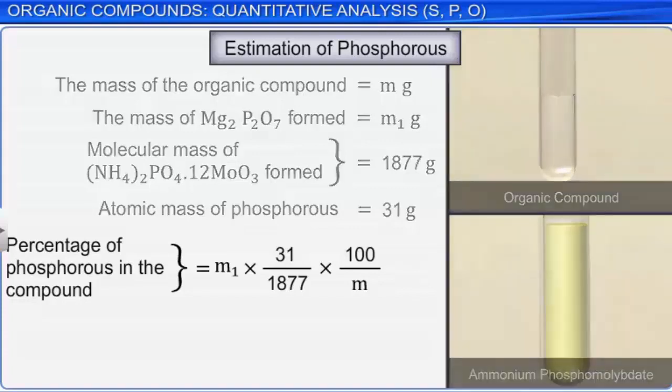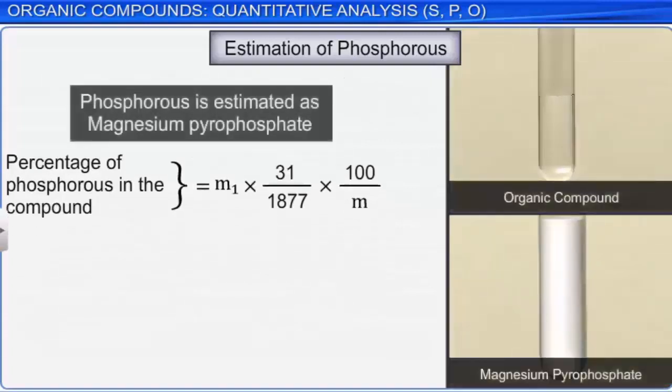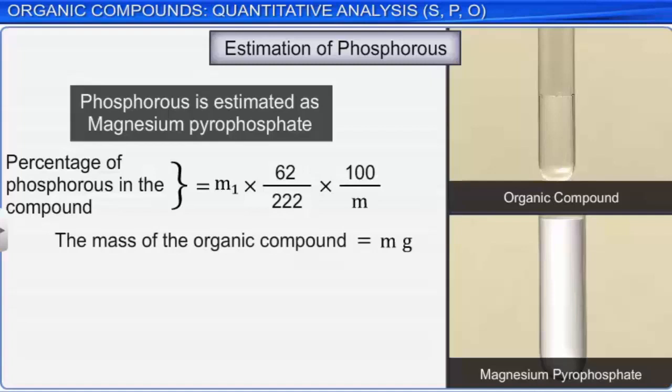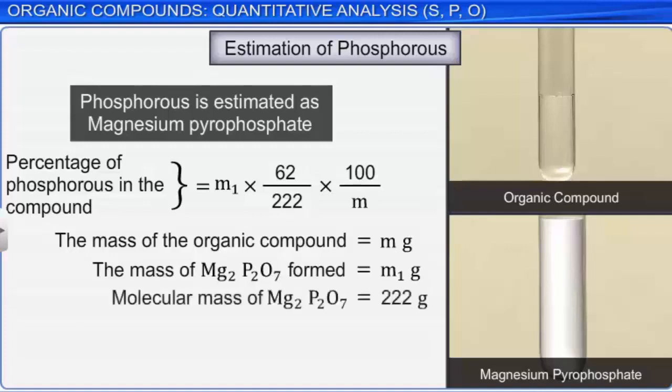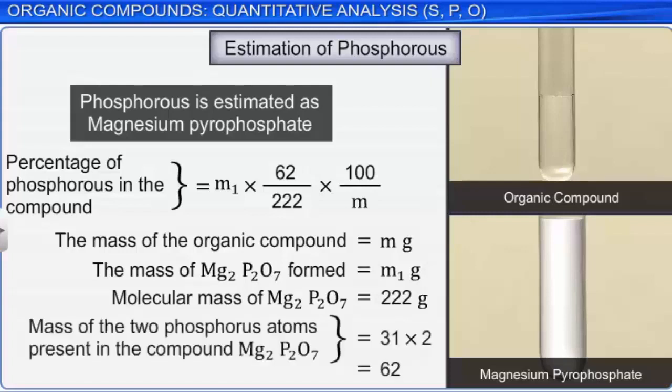If phosphorus is estimated as magnesium pyrophosphate, then the percentage of phosphorus is equal to 62 multiplied by m1 multiplied by 100, divided by the product of 222 and m. Here, m is the mass of the organic compound taken. m1 is the mass of magnesium pyrophosphate formed. 222 is the molar mass of magnesium pyrophosphate and 62 is the mass of two phosphorus atoms present in magnesium pyrophosphate.